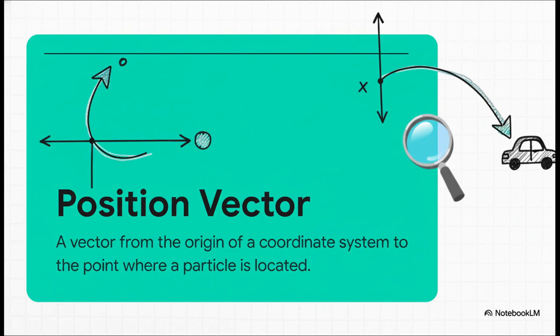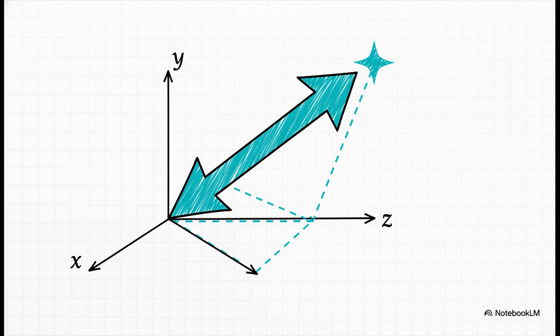And here's where it gets really powerful. We build this arrow, this position vector, from its simplest parts. We just describe, okay, how far do you have to go along the x-axis, how far along the y-axis, and how far along the z-axis to get to your object. Each one of those directions is its own separate, independent piece of information.